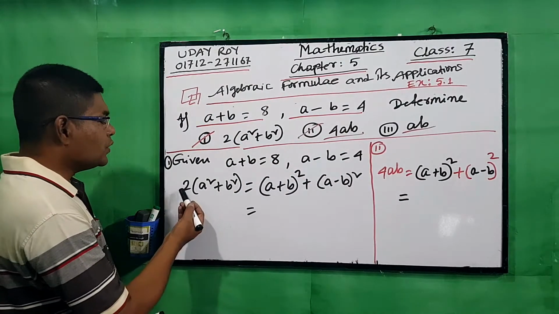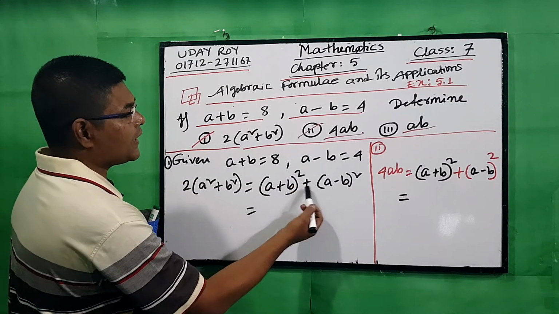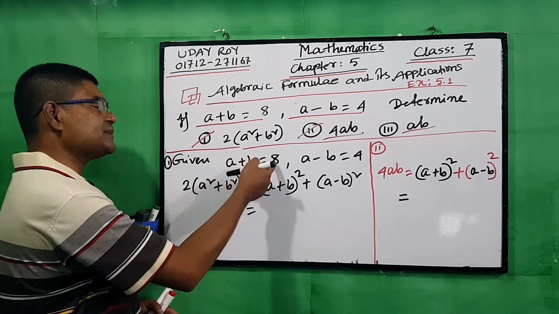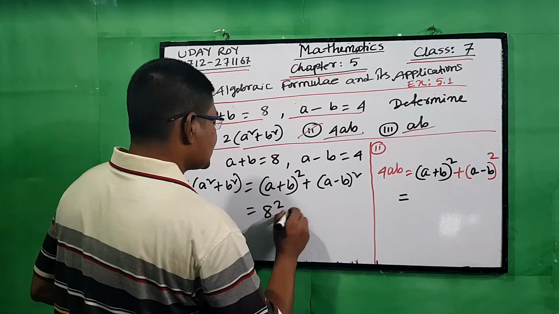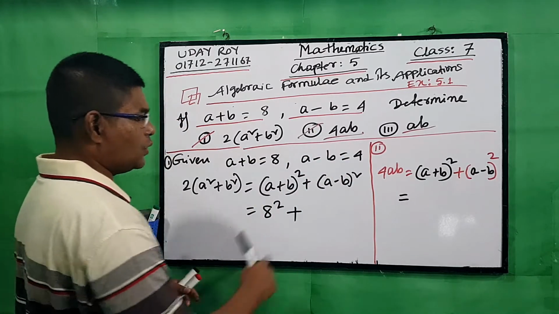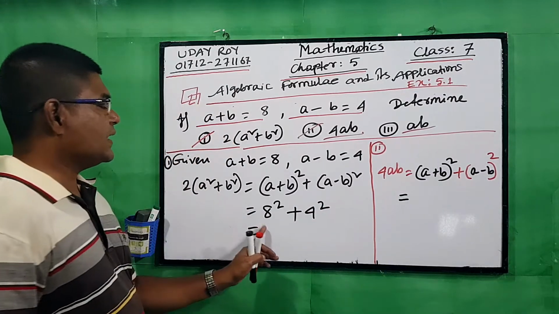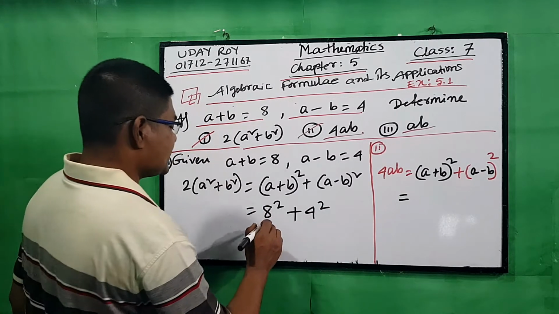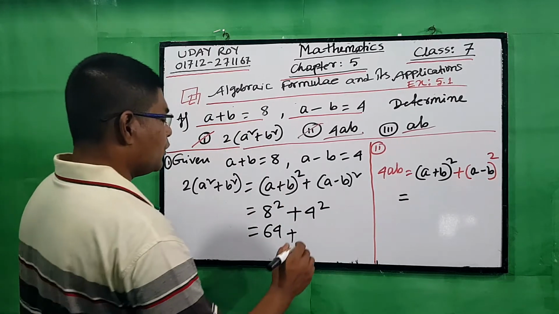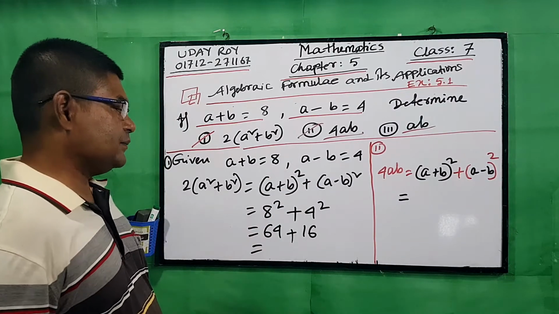Here we know 2 into a square plus b square equal to a plus b whole square plus a minus b whole square. Just the value of a plus b equal to 8, so 8 square, and a minus b equal to 4, so that means 4 square. So 8 square, 8 8s are 64. And here 4 square, 4 4s are 16. Adding, we will get the answer easily.